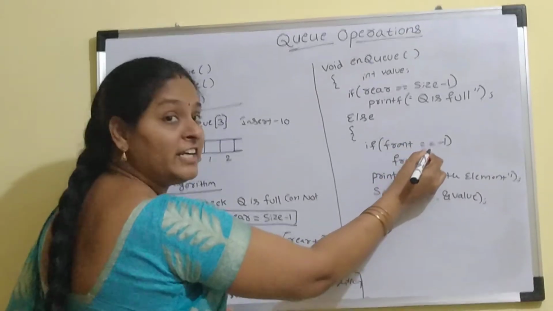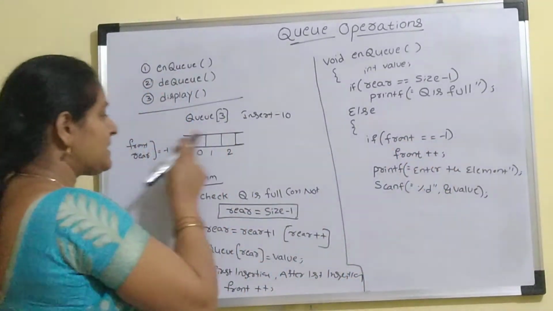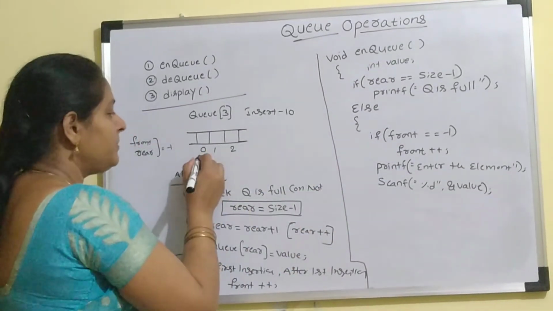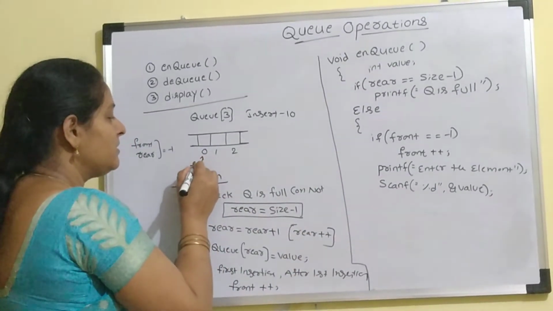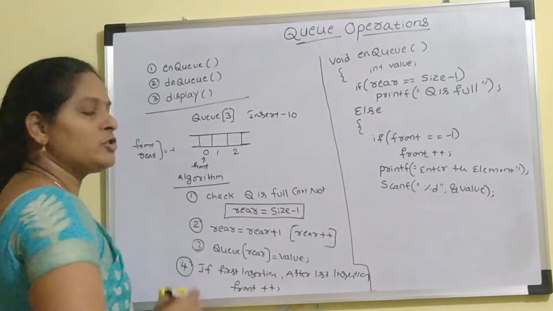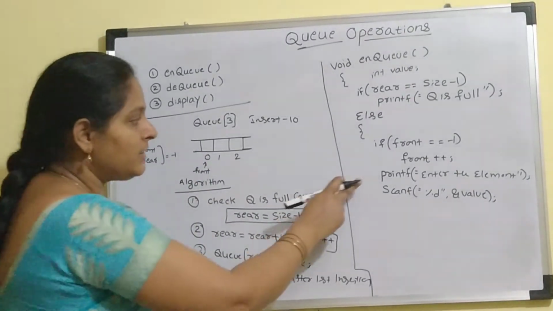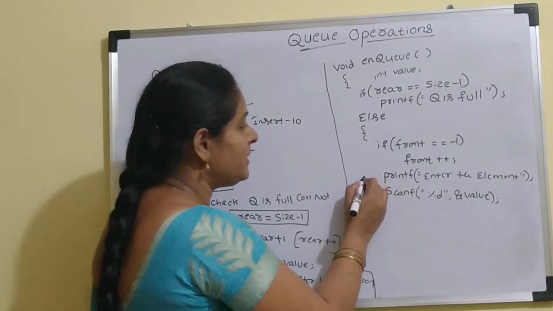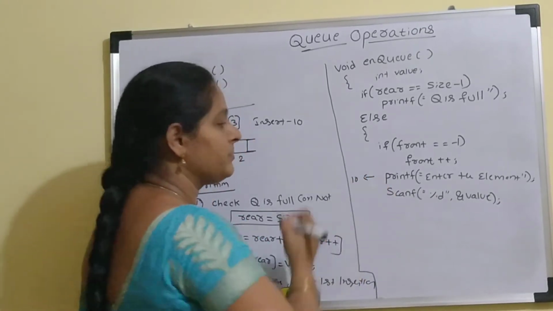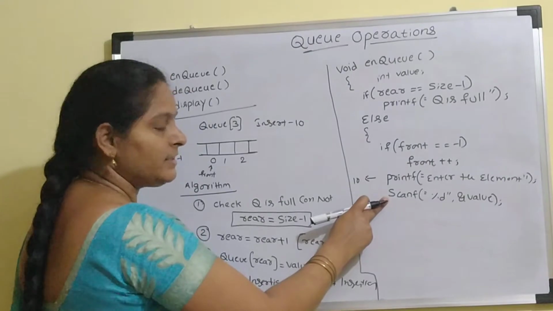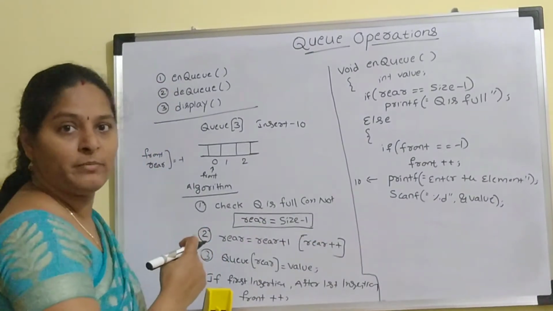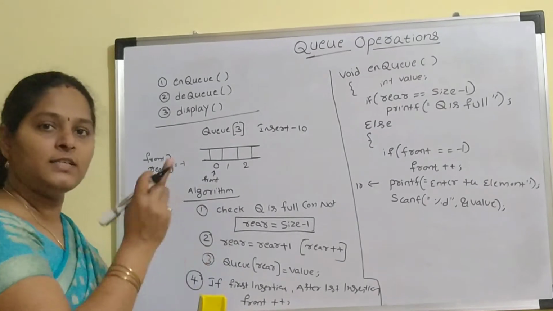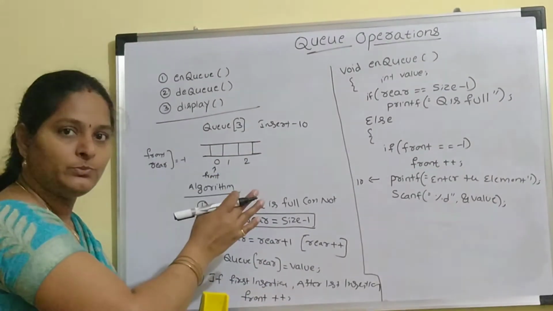Here I am checking whether front is -1 or not. Yes, front is -1. So increment the front pointer by 1. So the front comes to the 0th position. Now I am asking the user to enter the element. Here the user enters 10. I am reading the 10. Whatever value I am reading, that element I need to put into the queue, right?